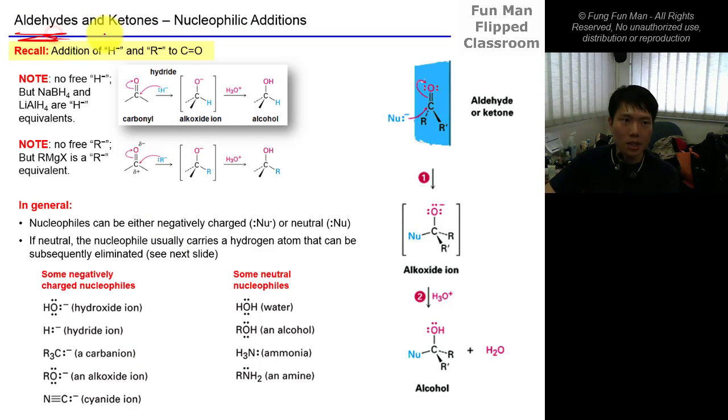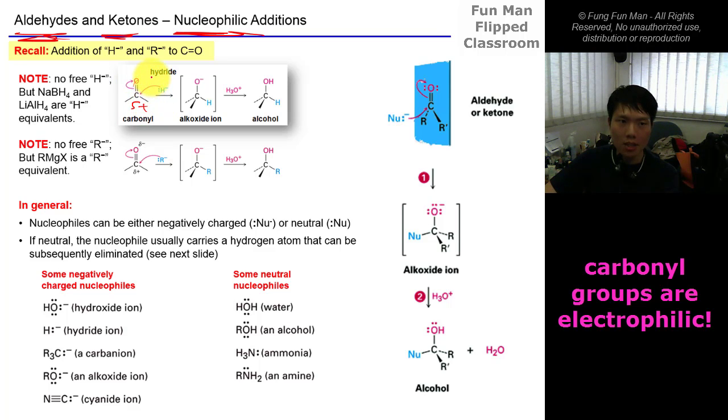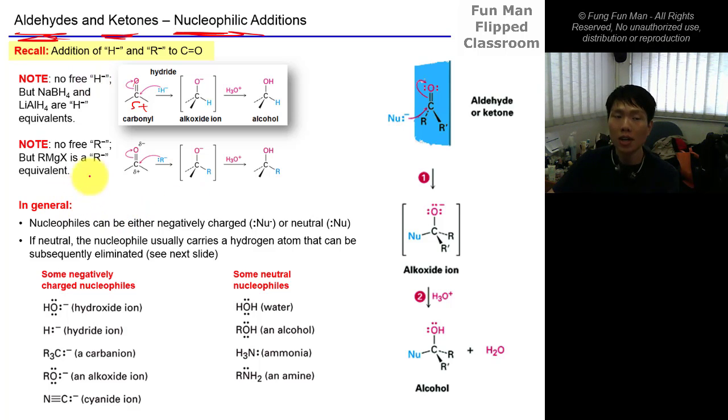Now recall that these two compounds, under the carbonyl series, can undergo nucleophilic addition because they have a polarized C=O double bond here. Delta plus is on the carbon, it is electrophilic. Basically it attracts nucleophiles because it's slightly deficient in electron density due to the polarization toward the oxygen.